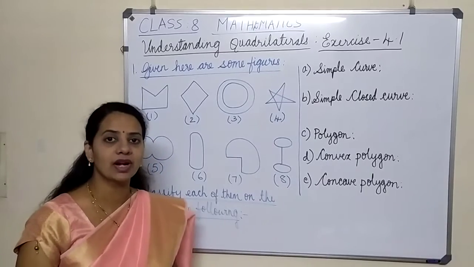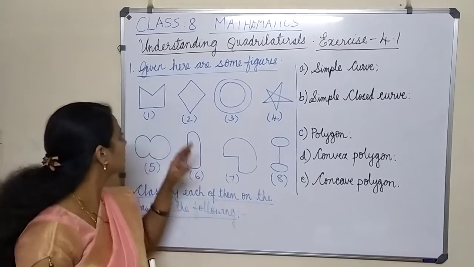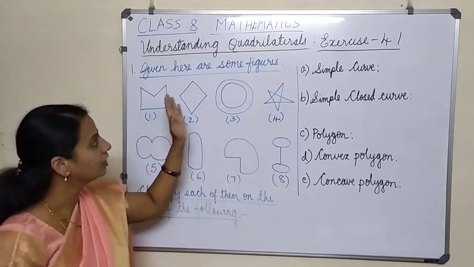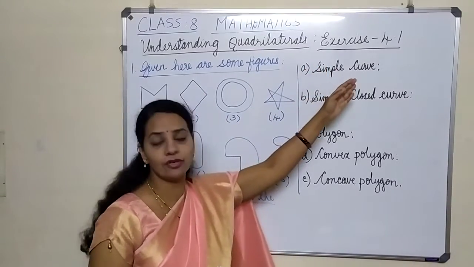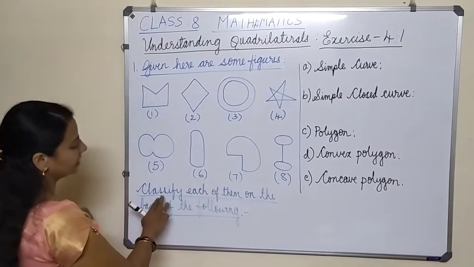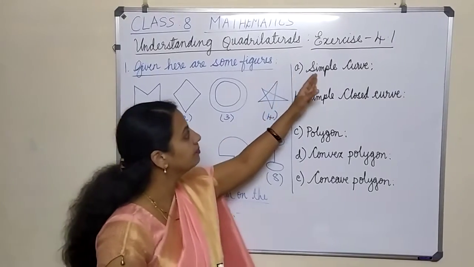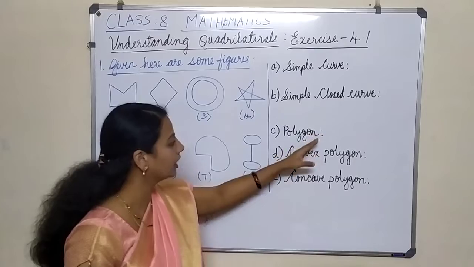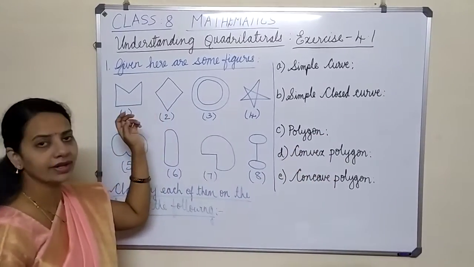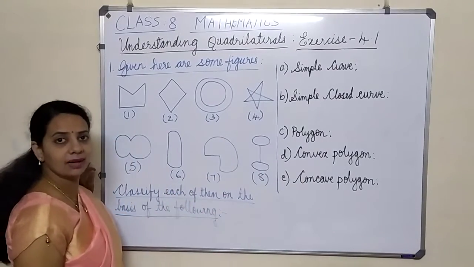And also, what is a quadrilateral? Quadrilateral consists of 4 sides and 4 angles. So like this. This is an example for quadrilateral. So now coming on to this exercise 4.1. In that, given here are some figures. Classify each of them on the basis of the following: simple curve, simple closed curve, polygon, convex polygon, concave polygon. Now we have to identify which classification these figures will come under.